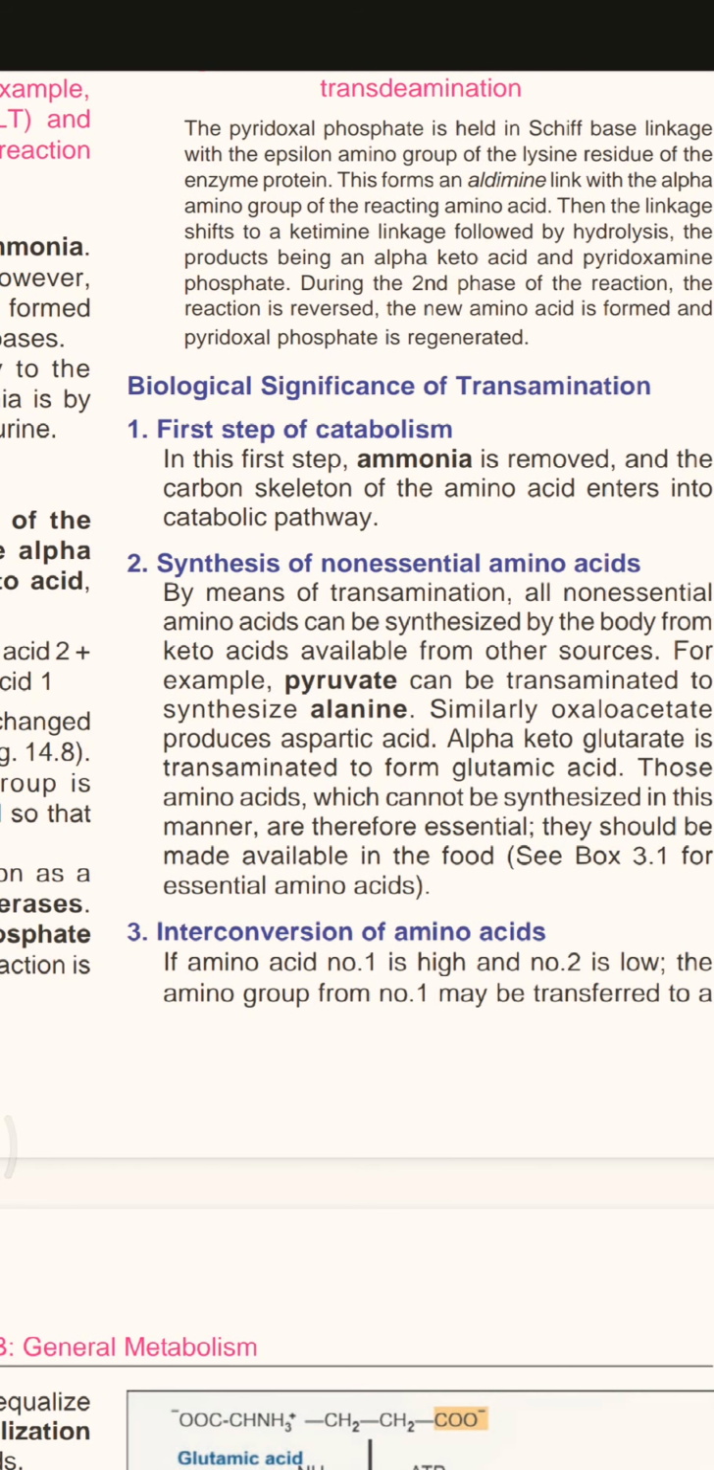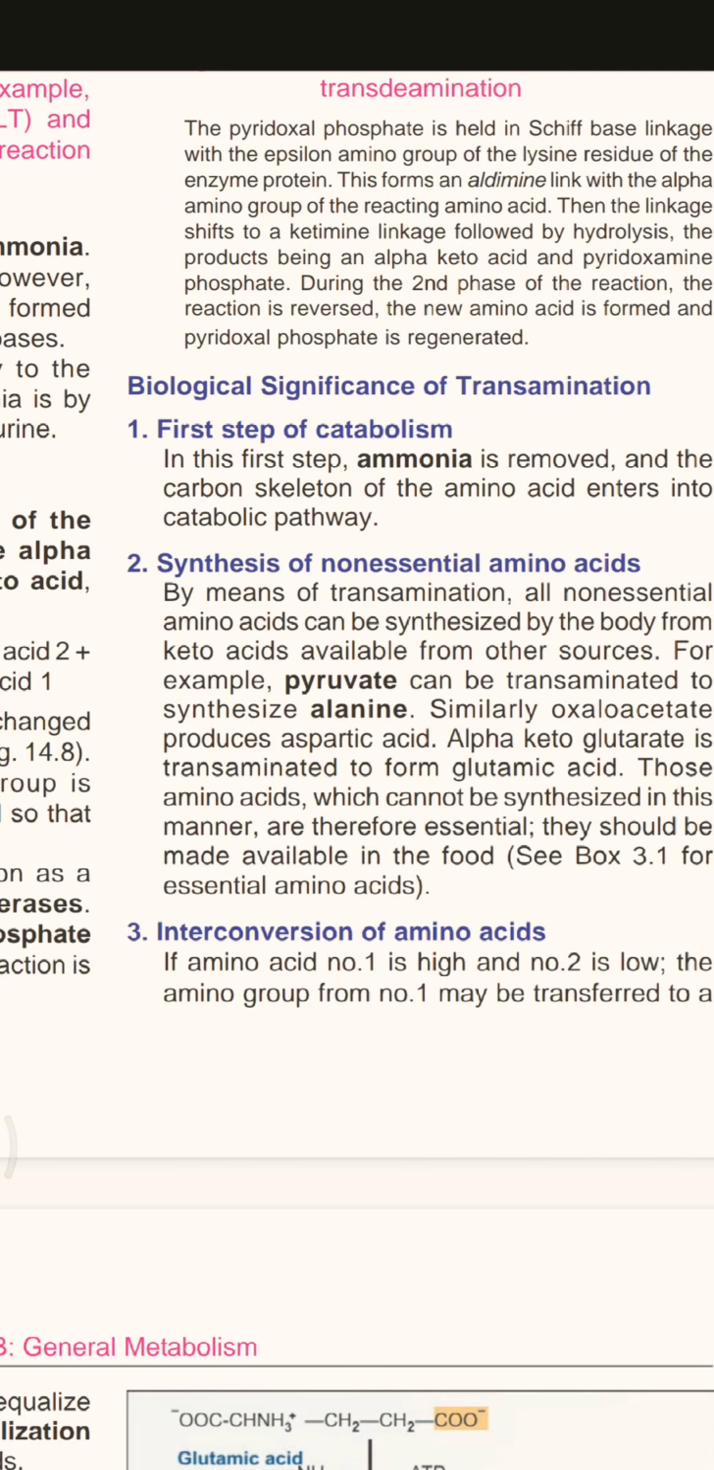Now come to clinical significance of transamination. Aspartate aminotransferase and alanine aminotransferase are both induced by glucocorticoid. Aspartate aminotransferase is mainly increased in myocardial infarction, and alanine aminotransferase is increased in liver disease.